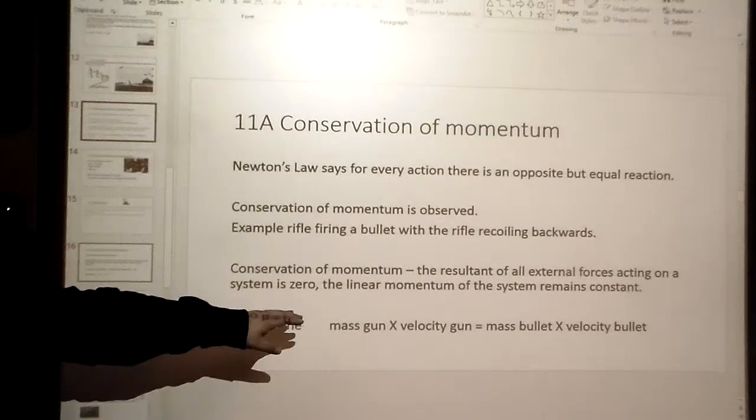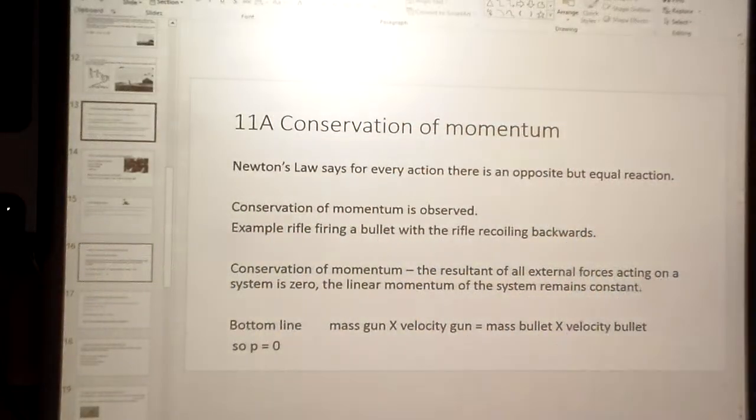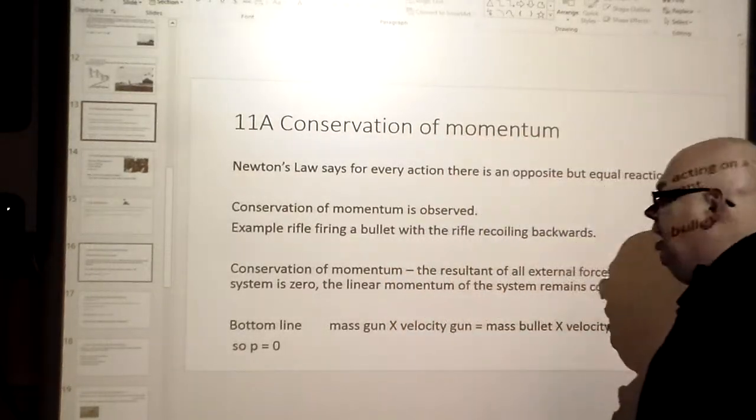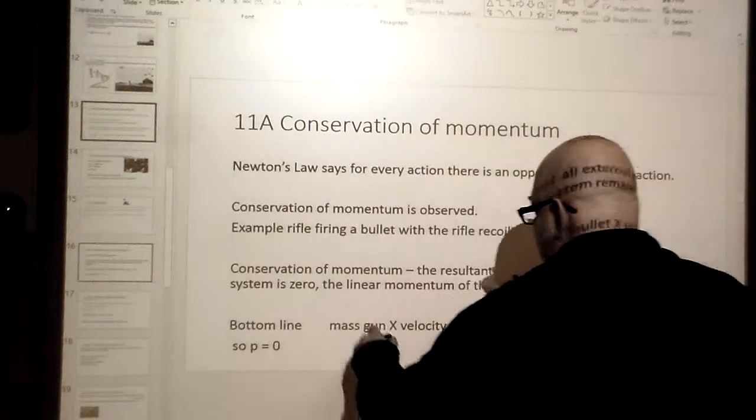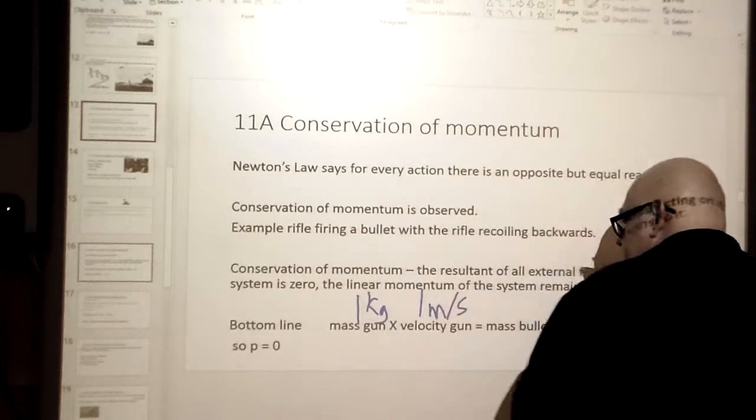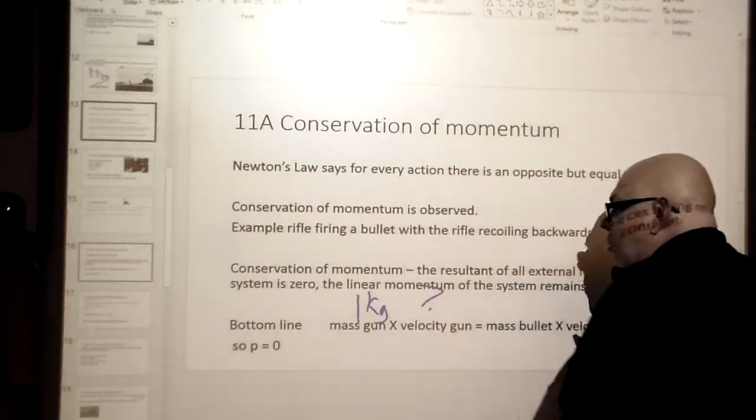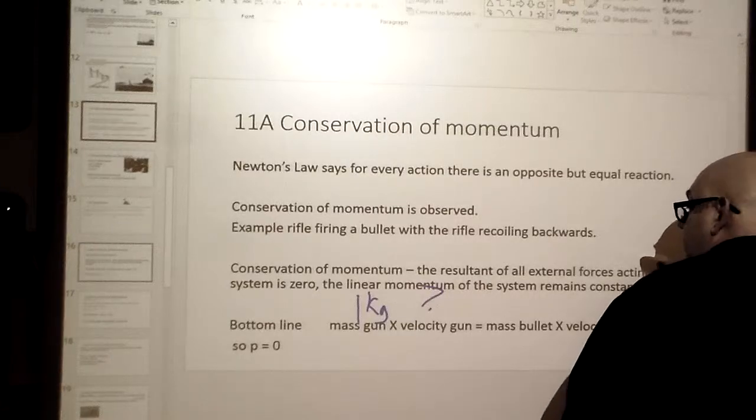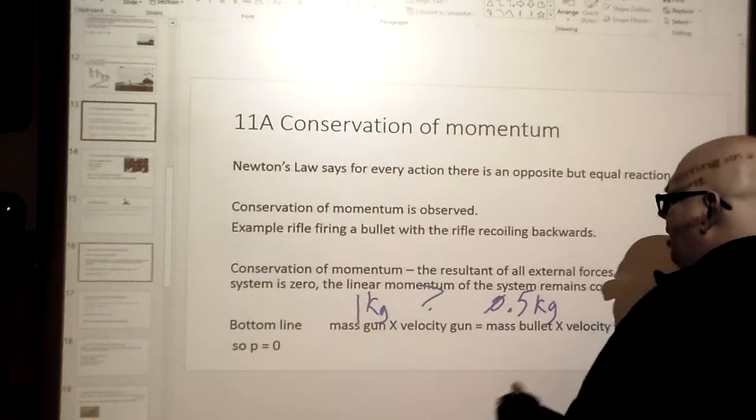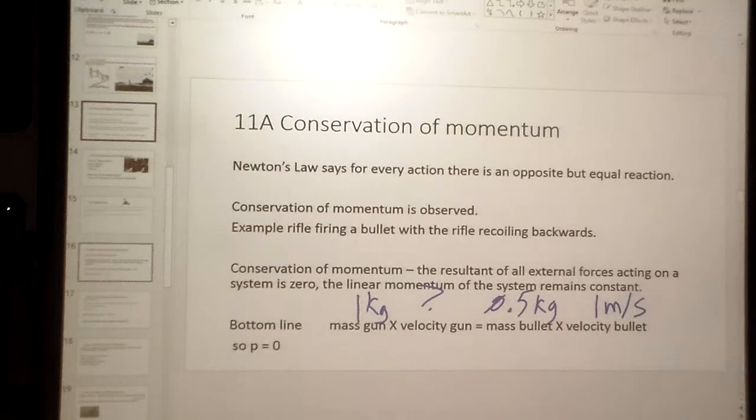So the bottom line is the mass of the gun times the velocity of the gun is equal to the mass of the bullet times the velocity of the bullet. So P is going to equal 0 on this. A quick example of that: I have a gun with a mass of 1 kilogram. We don't know how much the gun is going to go backwards, because that's what's called a recoil. The mass of our bullet is 0.5 kilograms, that's a pretty hefty bullet, but the bullet is going out at 1 meter per second, which is pretty slow for a bullet.